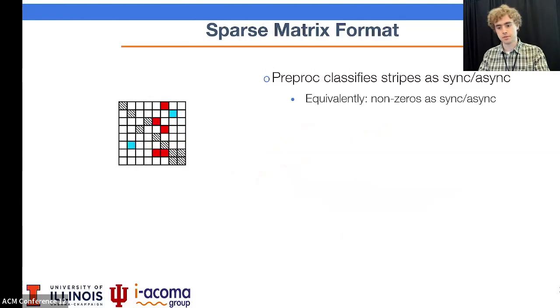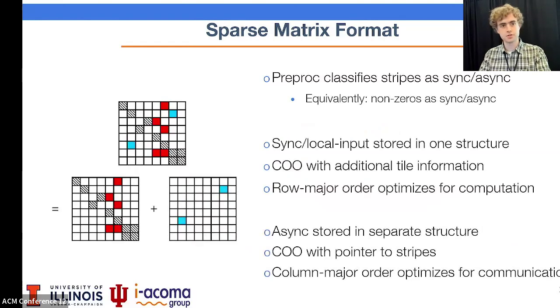After our pre-processing step is complete, we have a matrix where we've classified our non-zeros into those that already have their data local and so don't need communication, those that are going to use sync communication, and those that are going to use async communication. We split this up further into two substructures, one that contains all of the local input non-zeros and the sync non-zeros, and one that contains all of the async non-zeros.